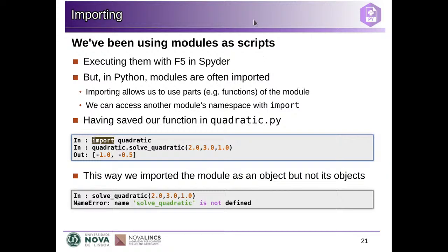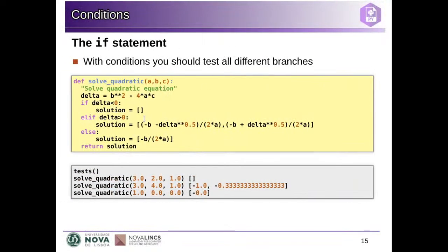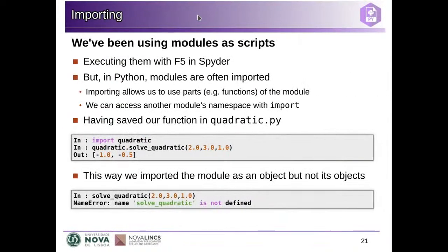So suppose that we created this function here for the quadratic equation, and we saved this code. So this is our source code file. We saved this in our working folder with the name quadratic.py. So this will be a module that contains the definition of the solve quadratic function. If we want to use that function, we can do import quadratic. So this will run this module and bring the name quadratic into our own namespace. So the name of the module now exists in our namespace.